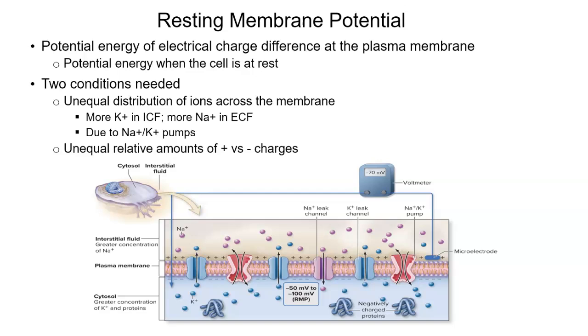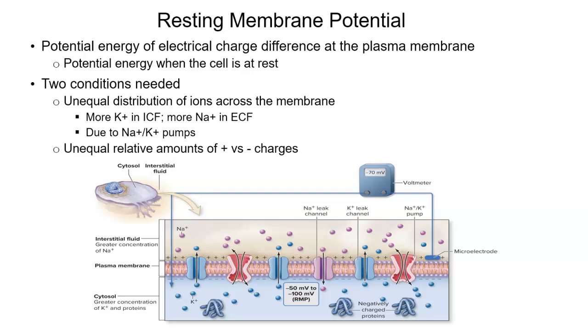Now, the second thing that's important in the resting membrane potential is the amount of positive and negative charges on each side of the membrane. So there's a lot more positively charged ions just outside the cell membrane in the interstitial fluid. Now remember, that's also called the extracellular fluid. And there are more negative charges just inside the cell membrane. That's in the intracellular fluid.